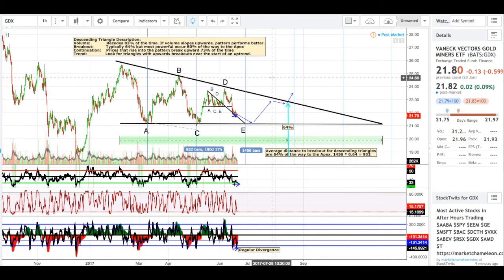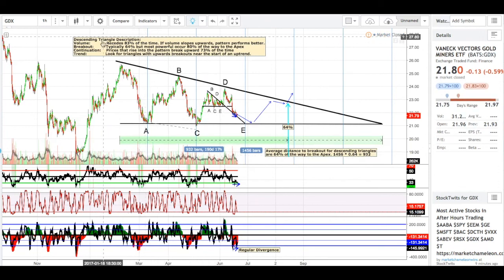Again, just so you can follow this chart, I have drawn these time periods. I drew it from a major low to another major low, and I expect this to be our third major low over here, just because that's the way that this indicator works. But the description of a descending triangle is that volume should recede 83% of the time, and if it does not and it slopes upwards, the pattern performs better. I wouldn't necessarily say volume is sloping upwards, nor is it declining necessarily, so you can ignore this.